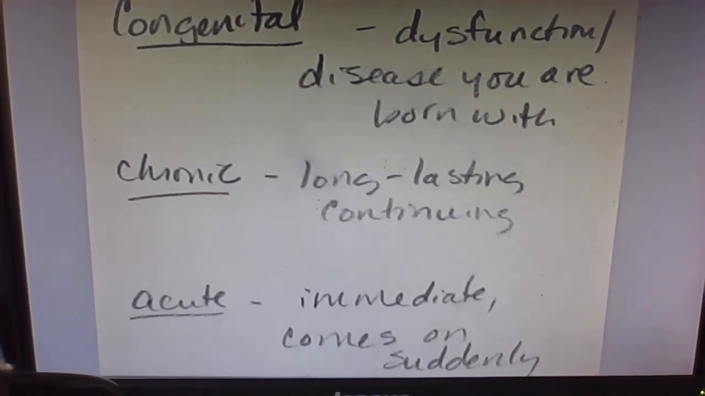Congenital, you're born with it. Chronic, it's long-lasting. Acute, hopefully acute isn't long-lasting too, but I guess it could be acute and chronic. But acute comes on suddenly.